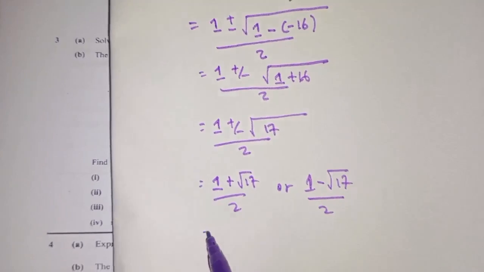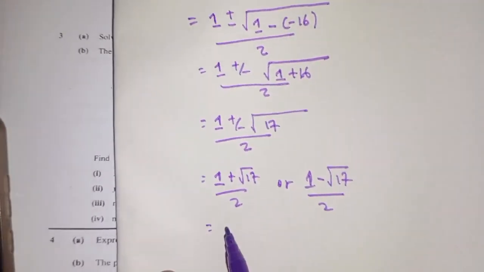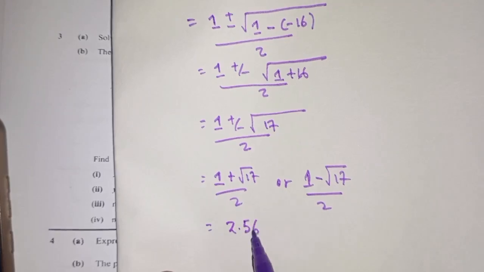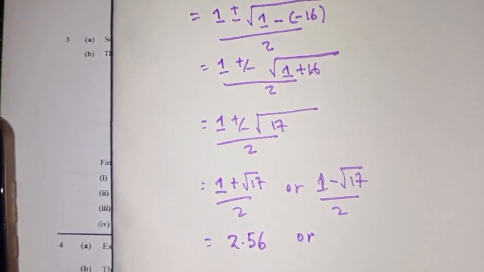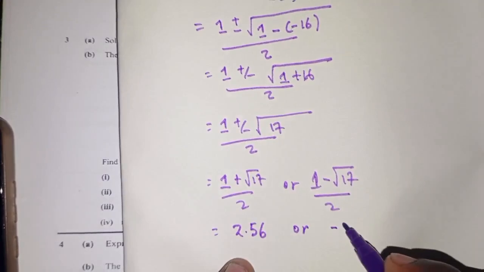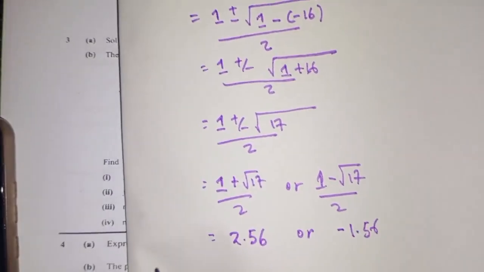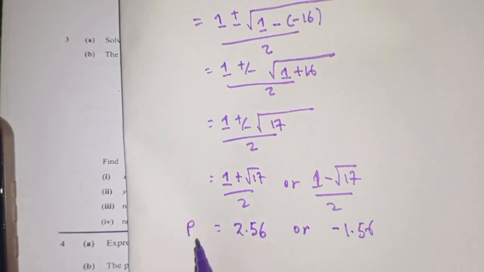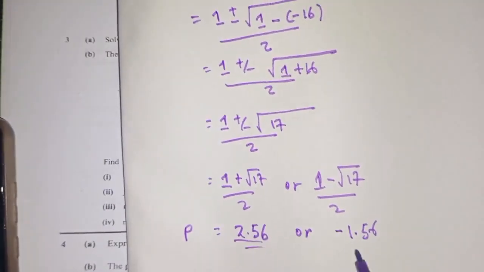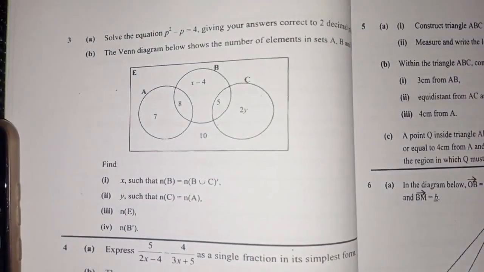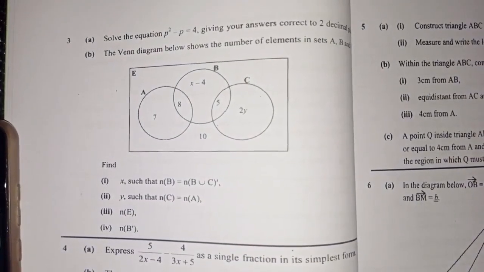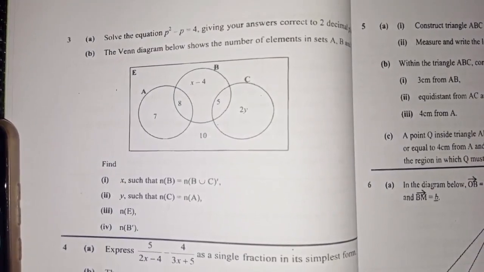So here I get 2.56 because it says two decimal places, or for that other one, 1 minus the square root of 17, divided by 2, I get negative 1.56. So here x, or p, is equal to either this or this, and you get 5 marks for this. Very simple question, very simple. So we now go to this other question here.